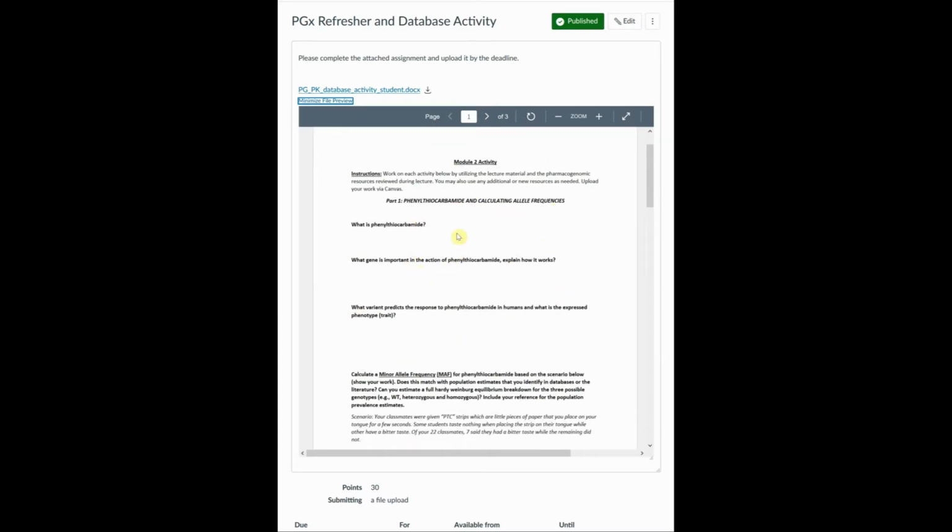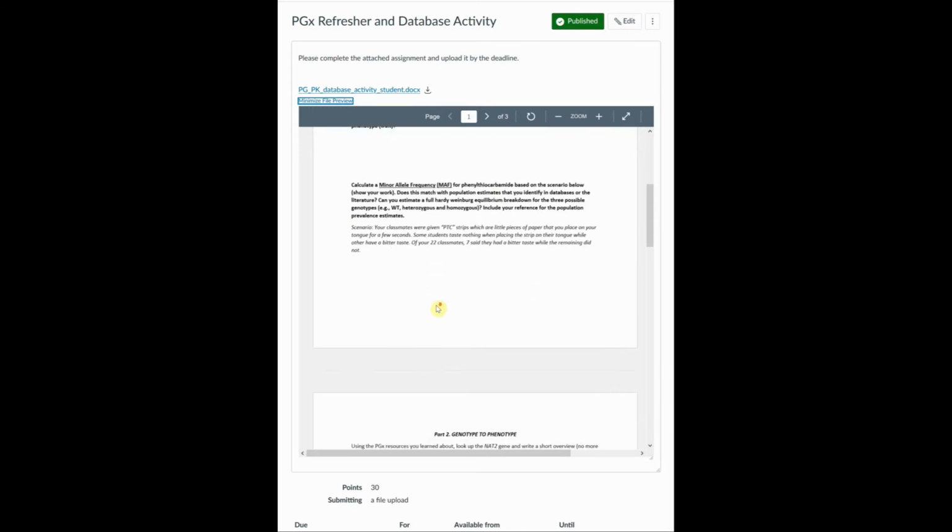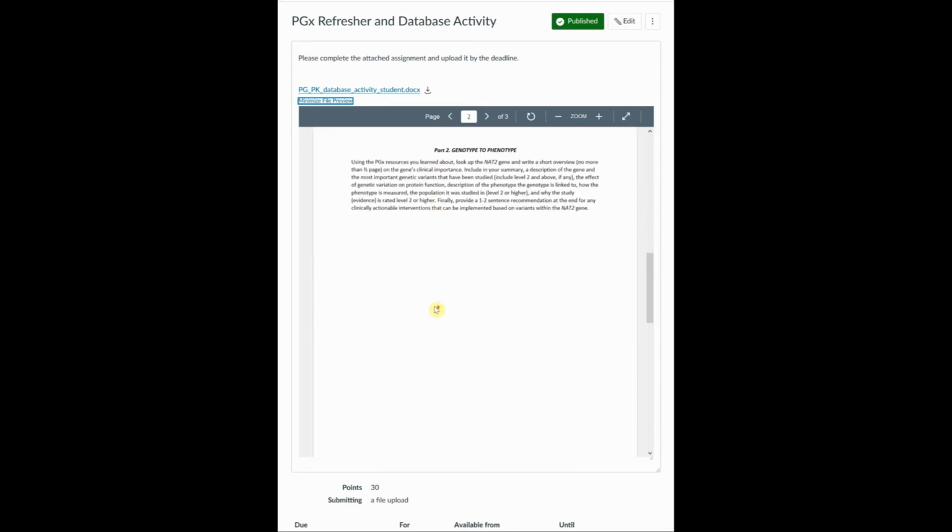One where we'll go over something called phenylthiocarbamide, which I usually do in person in class, where you can actually taste these strips, and some people taste bitter and some people don't. However, because we're in a remote environment, we don't get to do it in person, but you can still get the overall learning objectives that I want you to get.